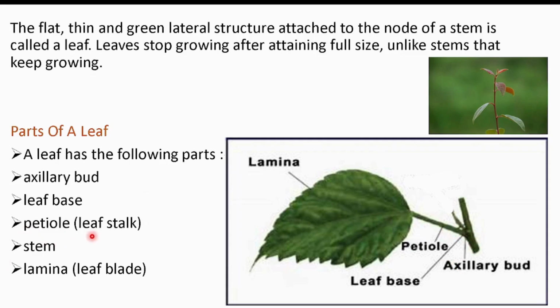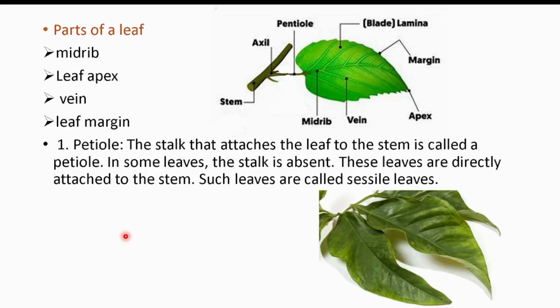Okay, moving on to the next, petiole, that is also known as leaf stalk. Petiole. The stalk that attaches the leaf to the stem is called a petiole. In some leaves, the stalk is absent. These leaves are directly attached to the stem. Such leaves are called sessile leaves. Here you can see that the stalk is taking the responsibility.